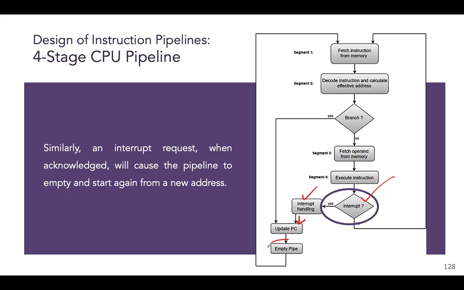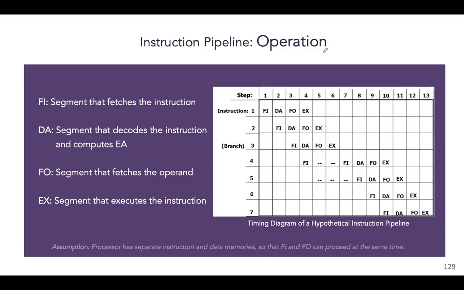The PC is updated, whatever was in the pipeline is emptied out, and you go back and handle the interrupt. After the interrupt is handled, you start with the normal chain of instructions, whatever was in the docket already. And this is how a 4-stage instruction pipeline works.